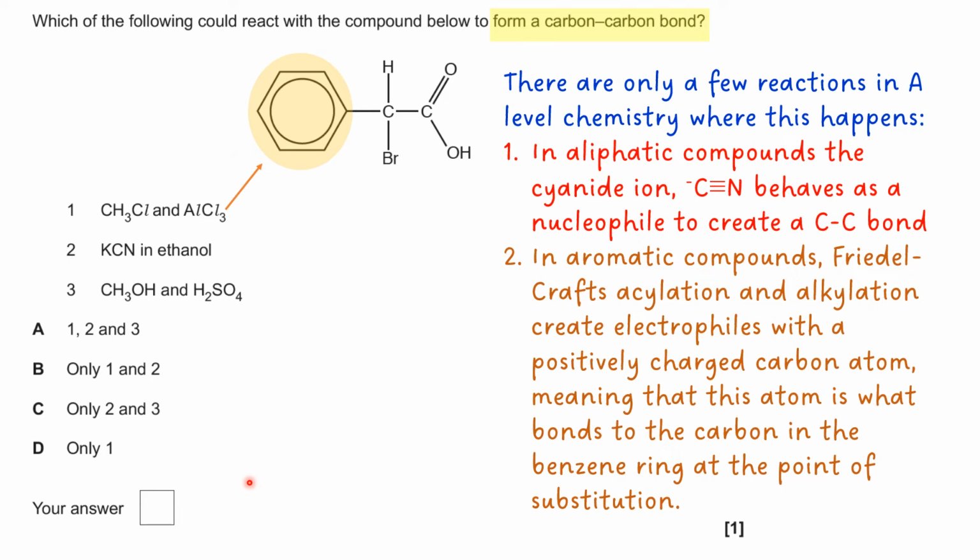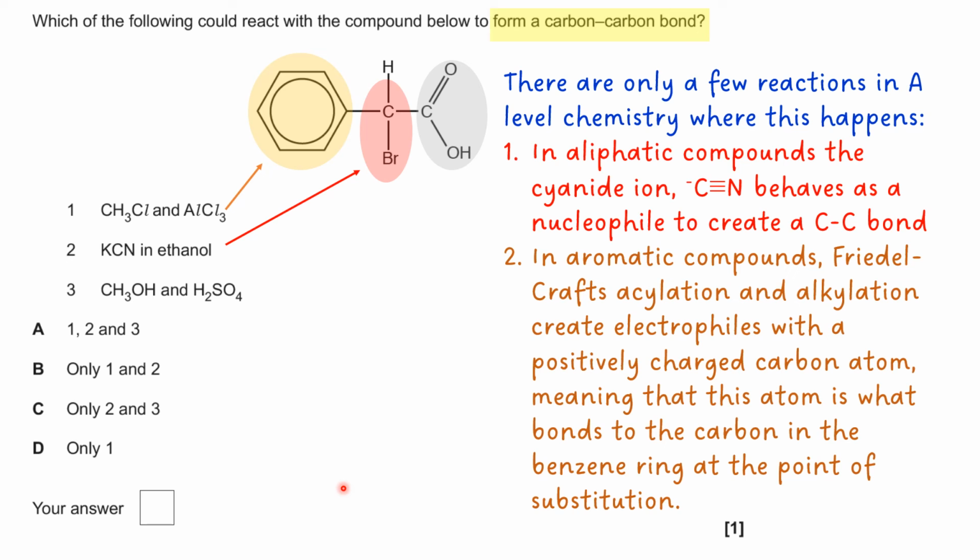So your CH3Cl and AlCl3, that'll make a methyl positively charged ion, CH3+, which can then go and substitute in any of these places here. The KCN in ethanol will provide the cyanide ion. So that could go and react at this bond here, this polar carbon-bromine bond.